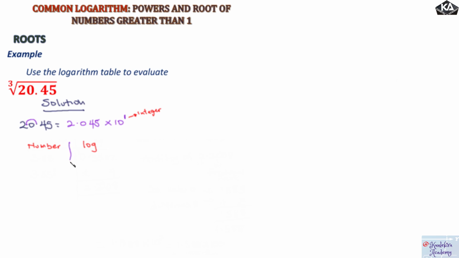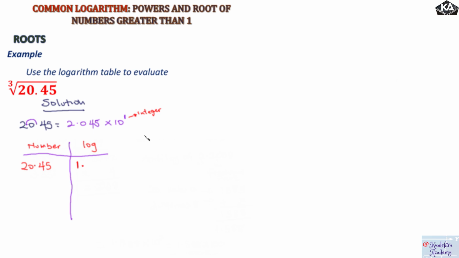Then you draw your number, then your log value. Then bring down the value, that's 20.45. Then check your logarithm table for that value, but bring down the integer. The integer is what? It is 1 point. Now let's go to our logarithm table.